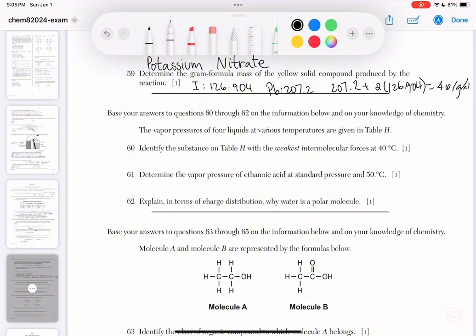And then the substance on Table H, that would be propanone, because it goes up the fastest, faster than everything else. And that shows you, because high vapor pressure means weak IFAs, so that one has the weakest IFAs. And then the vapor pressure of ethanoic acid, just look at the table at 50 degrees Celsius, and it's less than 10. I would say it's between 7 and 9, so I'm going to say 8 kilopascals.